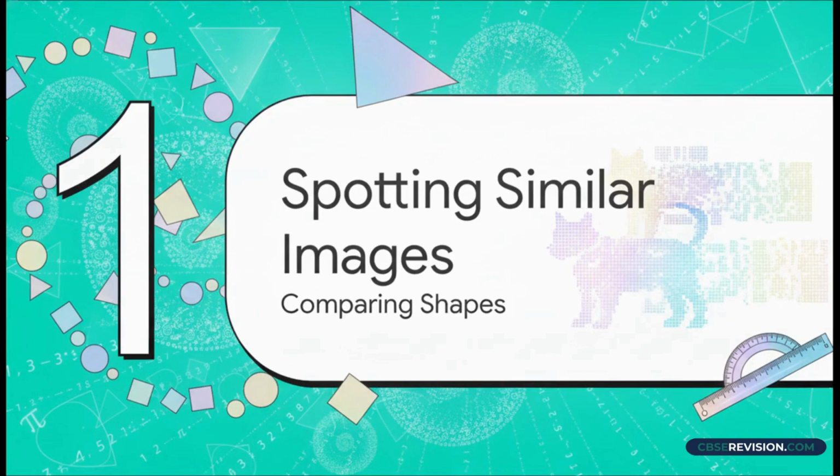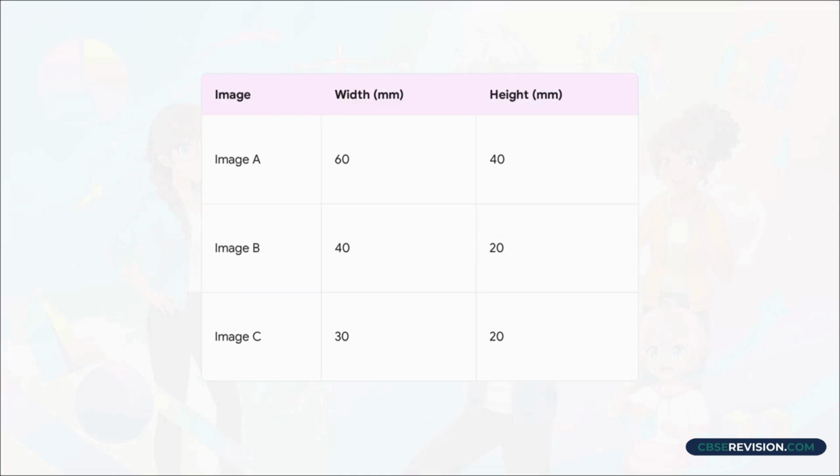First up, Section 1, Spotting Similar Images and Comparing Shapes. To find a pattern here, let's measure our images using millimeters. Picture a table of numbers in front of you. On the top row, we have Image A. It is 60 millimeters wide and 40 millimeters high. That is our normal, beautiful picture.